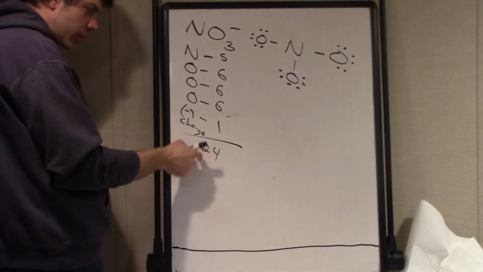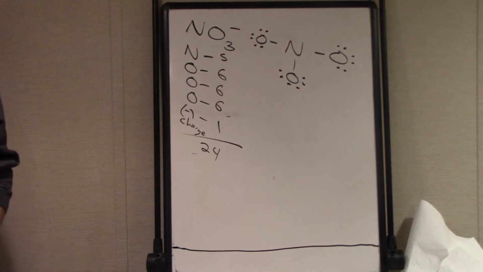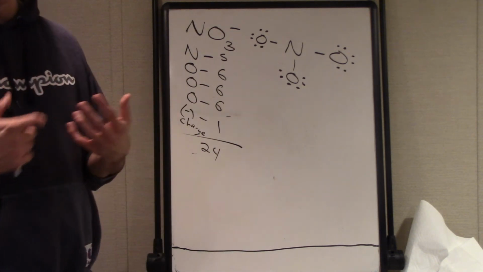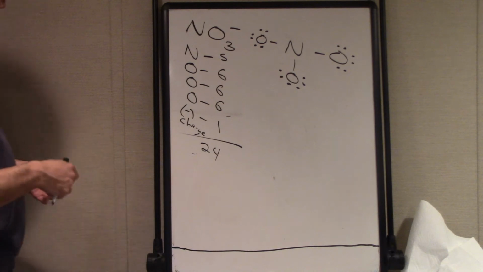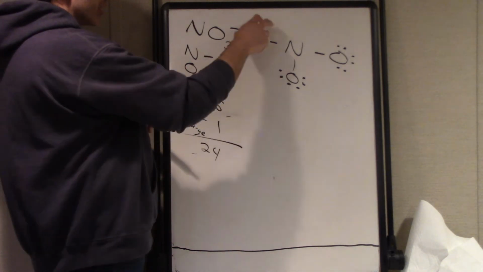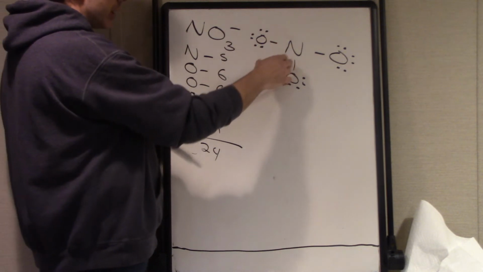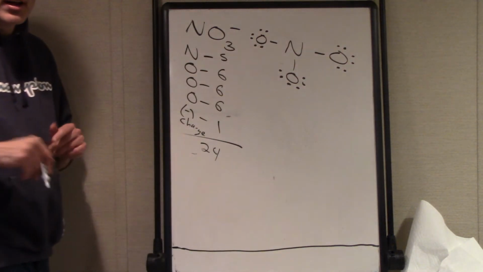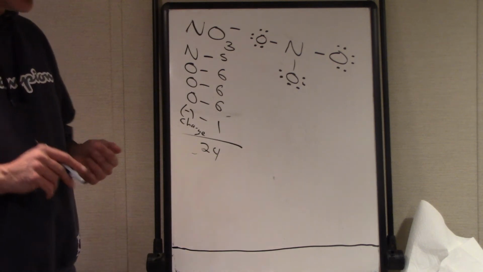Remember, I got 24 from this charge, that extra electron. If you had a -2 charge, you'd have 2 more electrons. A -3 charge, 3 more electrons. So 24 electrons. Let's see how we did. 2, 4, 6, 8, 10, 12, 14, 16, 18, 20, 22, 24. I have my 24 electrons.